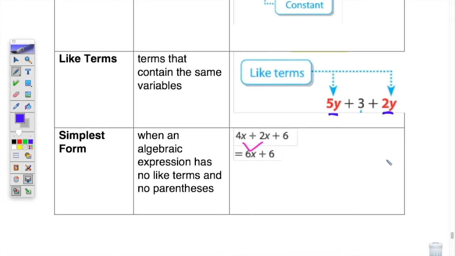Simplest form is when an algebraic expression has no like terms and no parentheses. So in the 4x plus 2x plus 6, we can combine like terms, the 4x and the 2x, to give you 6x. 6 doesn't have any like terms, so our final answer is 6x plus 6.